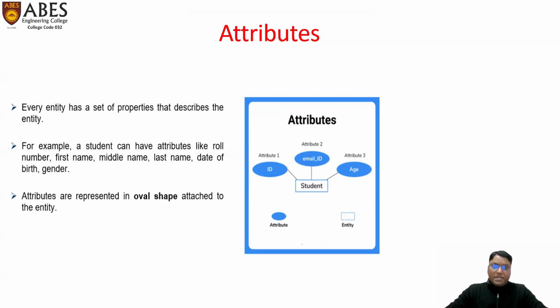For example, a student can have attributes like roll number, first name, middle name, last name, date of birth, gender, etc. Attributes are represented in oval shape attached to the entity. In the given diagram, you can see that a student is considered here as an entity, and student ID, email ID, age are considered as attributes of the entity student.